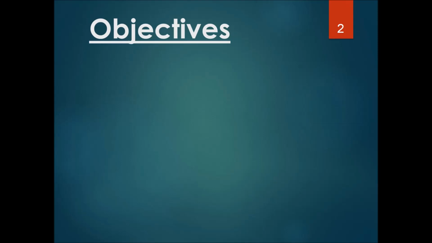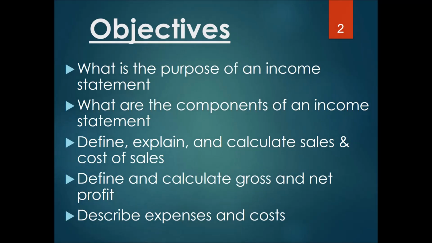I'm going to do it with these objectives in mind. I'm going to tell you the purpose of an income statement and the components of an income statement. Then I want to define, explain, and show you how to calculate sales and cost of sales. And then we're going to move down into the bottom half of the income statement. We're going to talk about expenses, net profit, costs. So let's get started on that.